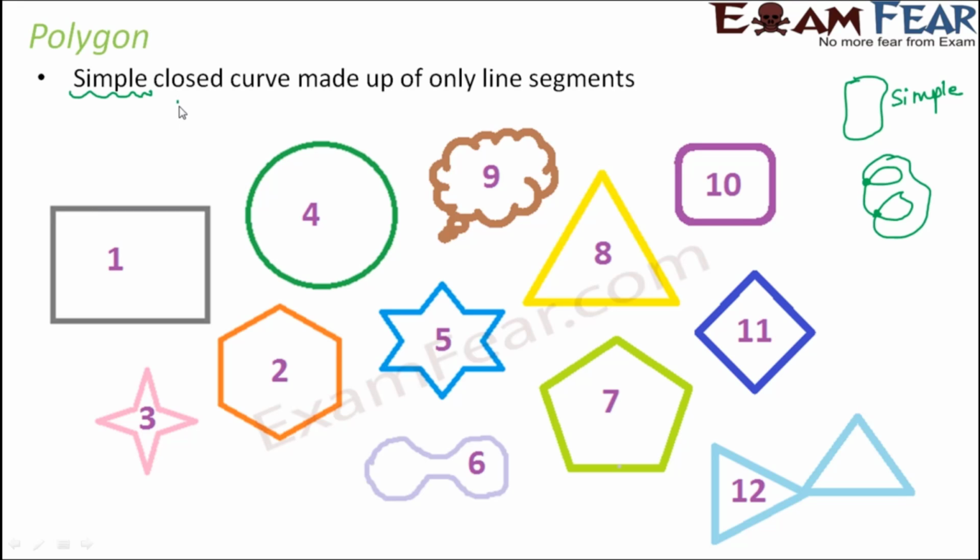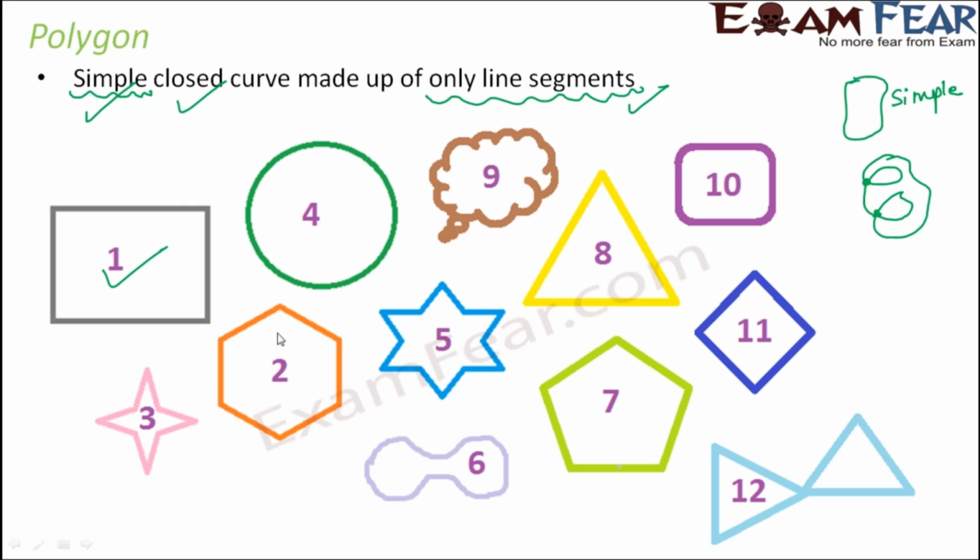Okay, closed curve. So a polygon has to be a simple curve, it has to be a closed curve, and it must be made up of only line segments. Only line segments. So let us look at the examples here. Number 1. Here this is a closed curve because it is a totally closed figure. So one criteria is satisfied. Is it a simple curve? Yes, because the lines do not cross over each other like these. So that is also satisfied. Is it made up of only line segments? Yes, it is made up of 4 line segments. So this is a polygon. Let's look at number 2.